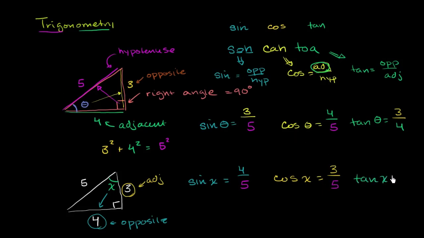And then finally, the tangent. We want to figure out the tangent of x. Tangent is opposite over adjacent. So TOA. Tangent is opposite over adjacent. The opposite side is 4. I want to do it in that blue color. The opposite side is 4, and the adjacent side is 3. And we're done.